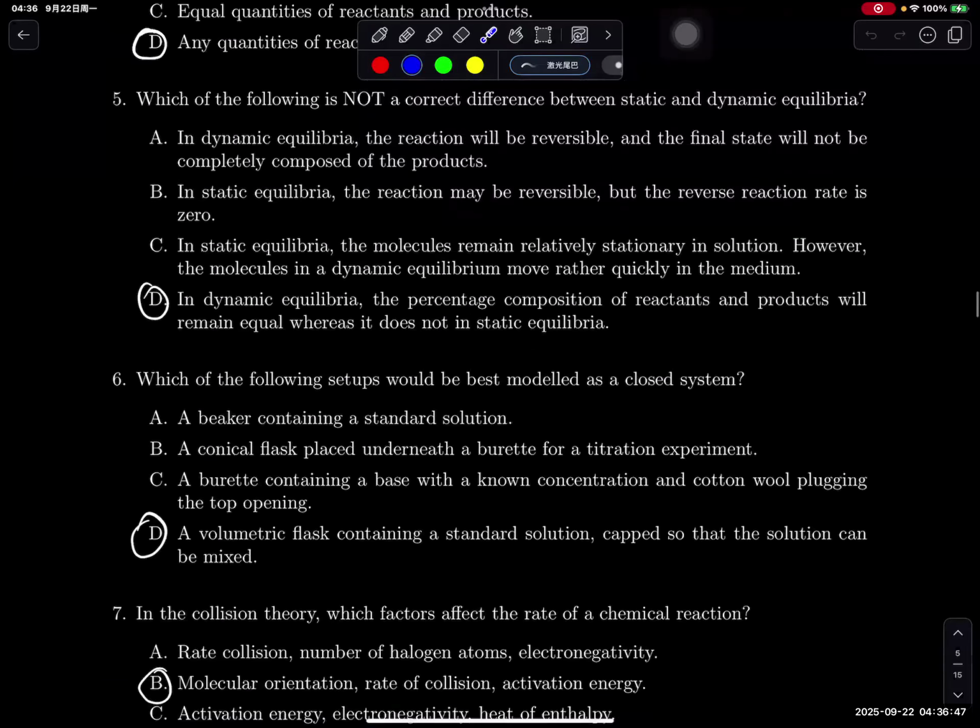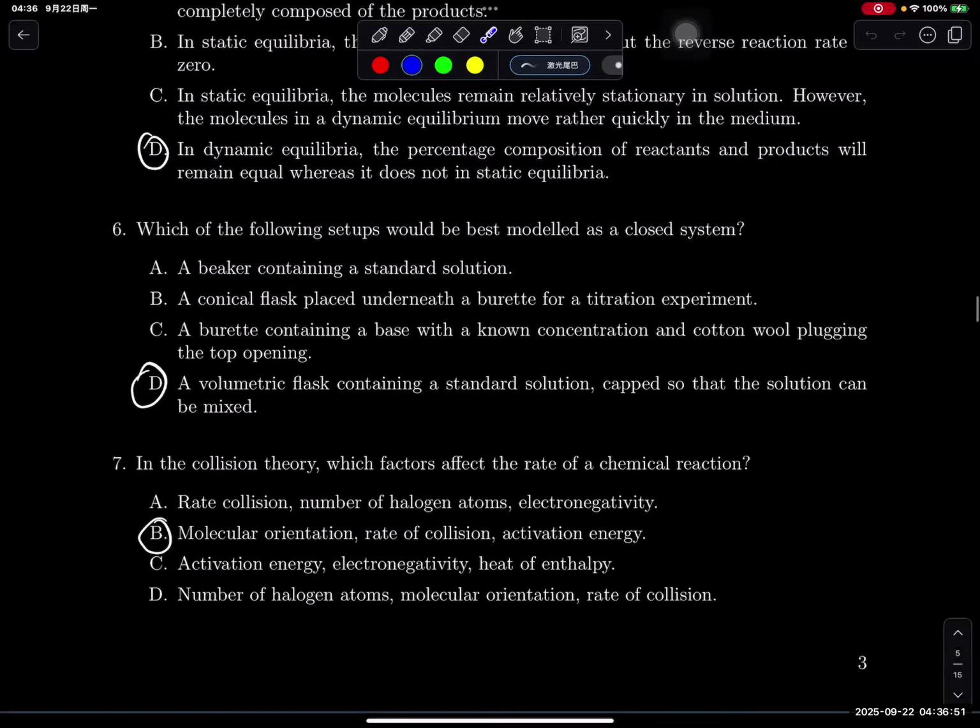All right, question 6. Which of the following setups would be best modeled as a closed system? So a beaker containing standard solution is not closed because stuff can vaporize. A conical flask placed underneath a burette, the same thing, the conical flask is open, no lid.